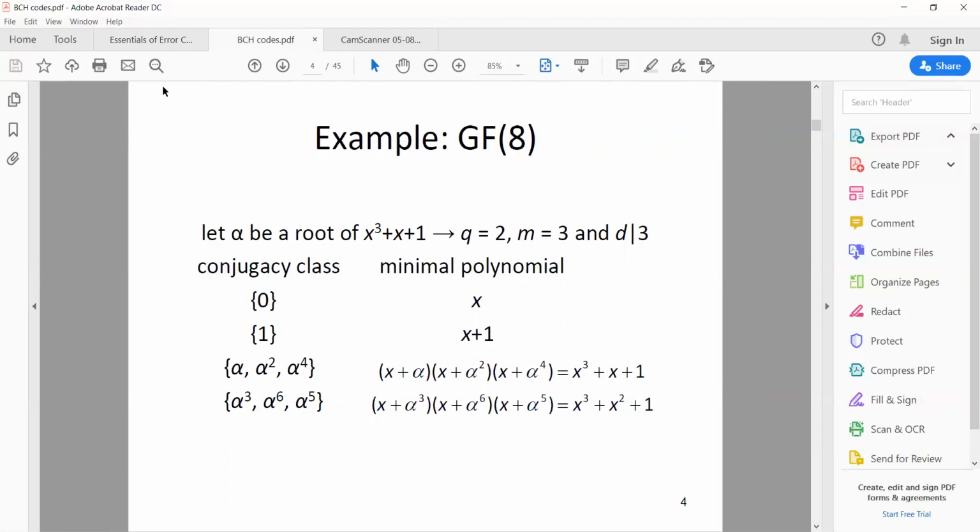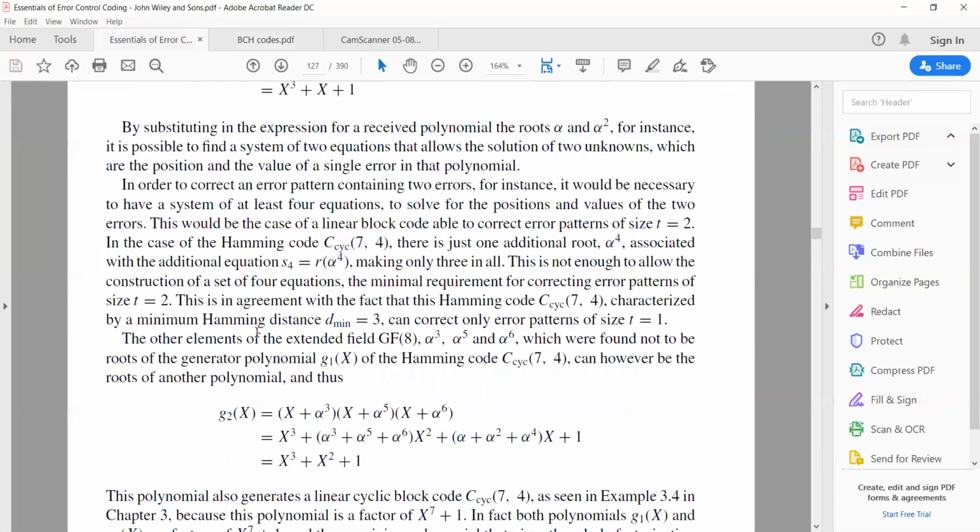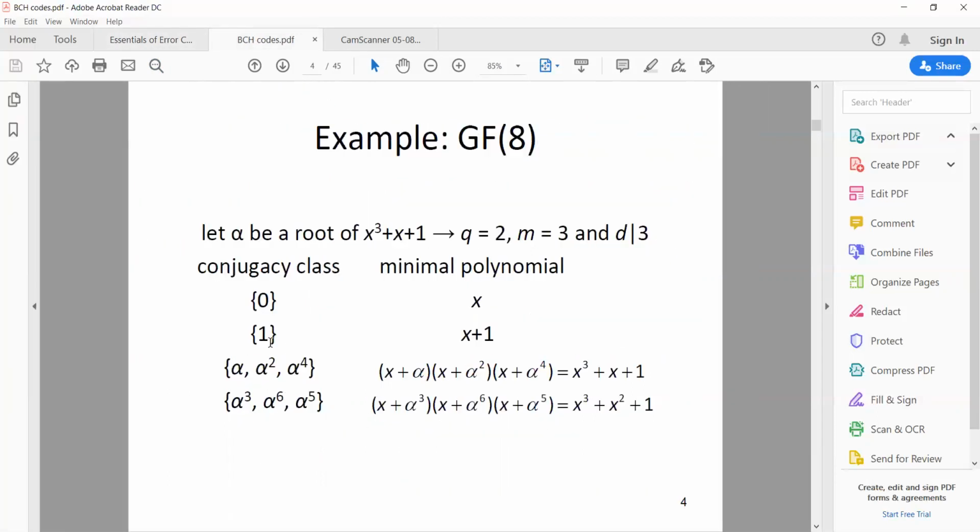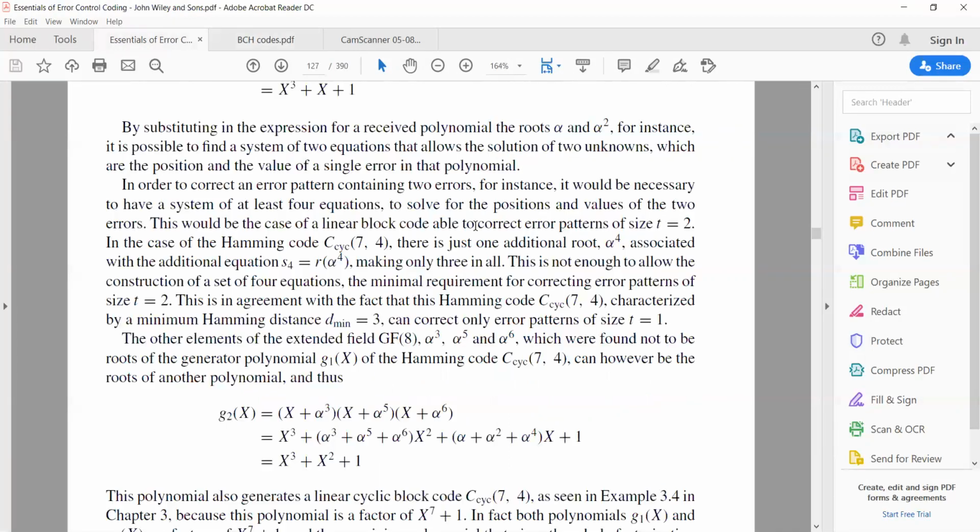And we have already seen the significance of these roots when we are correcting or detecting errors in the cyclic code. Okay, so I'm just revising: when we have to determine one single error, then we need two equations, and we can easily replace alpha and alpha square, and we will get two equations, and from that we will compute the two unknowns, that is the position and the value of the single error.